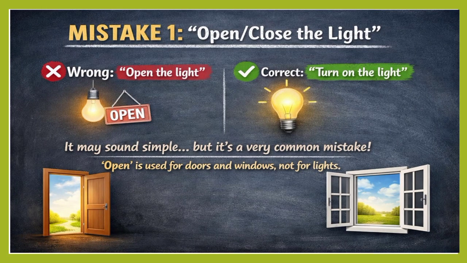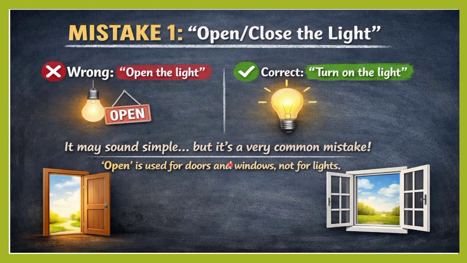Let's begin with mistake number 1, which says open, close the light. The wrong sentence is "open the light." It may sound simple, but it is a very common mistake. Many teachers say "open the light" because in their native language, the same word is used for many actions like opening a door, opening a window. Open is used for doors and windows, not for lights.